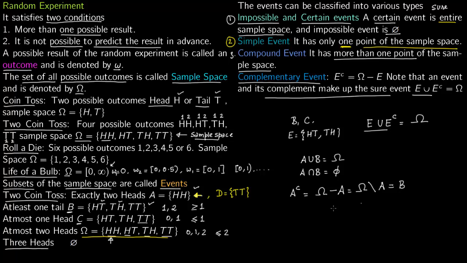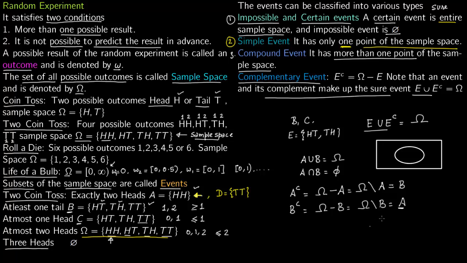Similarly, you can see B complement, which is omega minus B, is just A. You take everything out which is in B. You take head tail, tail head, and tail tail out. What is left is head head, and that is nothing but event A. So you can see that A complement is B and B complement is A, and their union is the entire sample space.